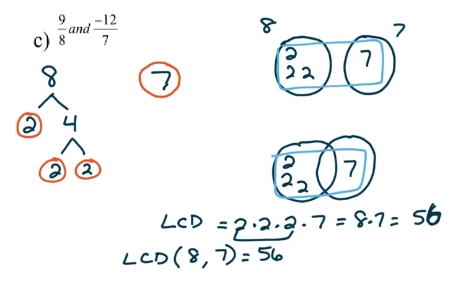And sometimes that's the way it works out, when you could just multiply the two denominators and they become the least common denominator. So if we were to add or subtract these two fractions, the least common denominator would be 56.